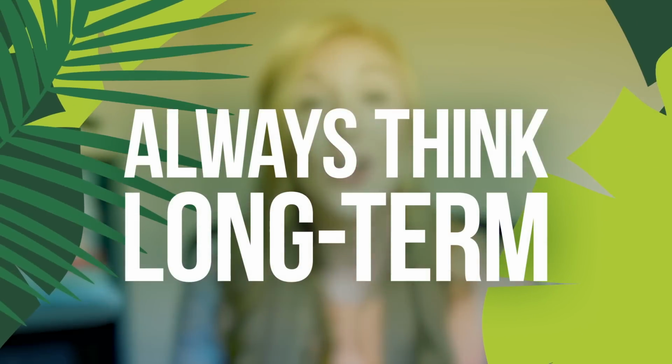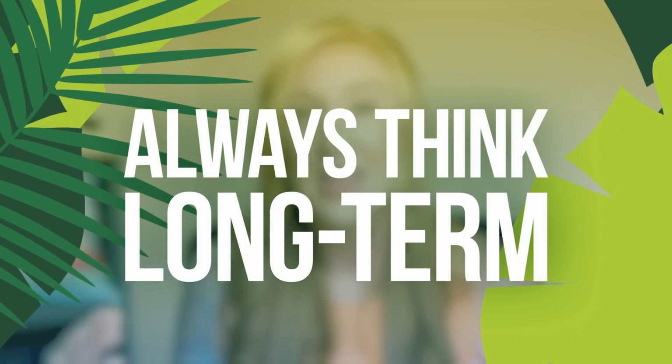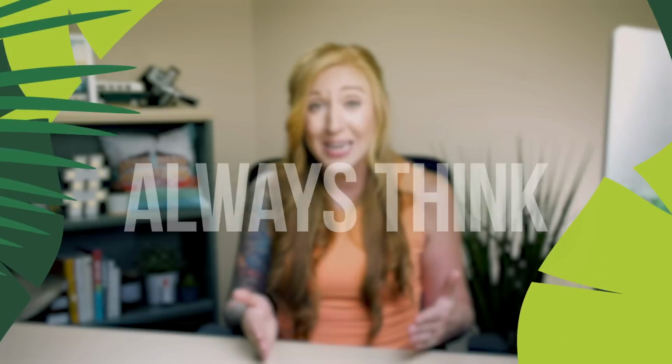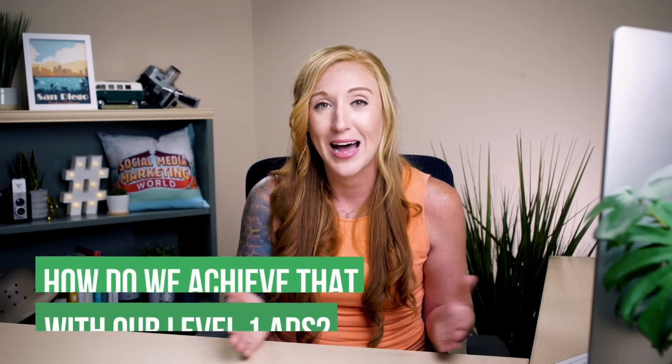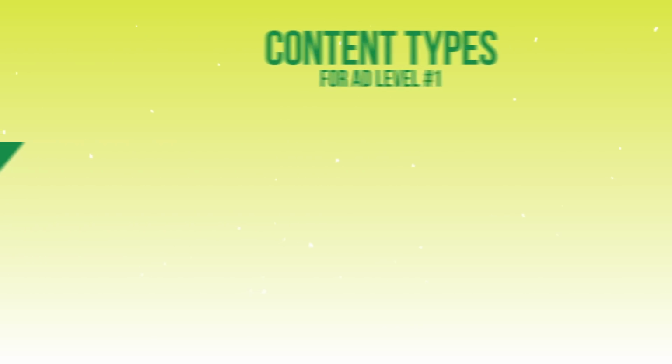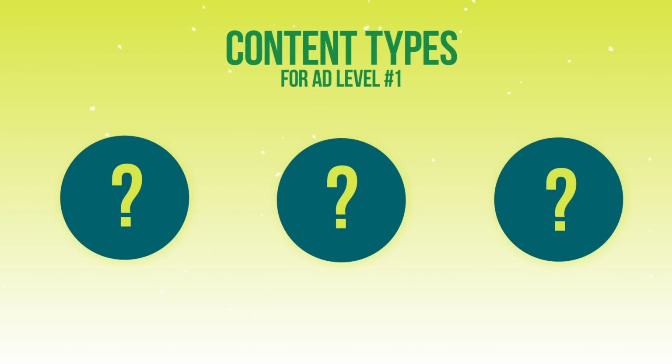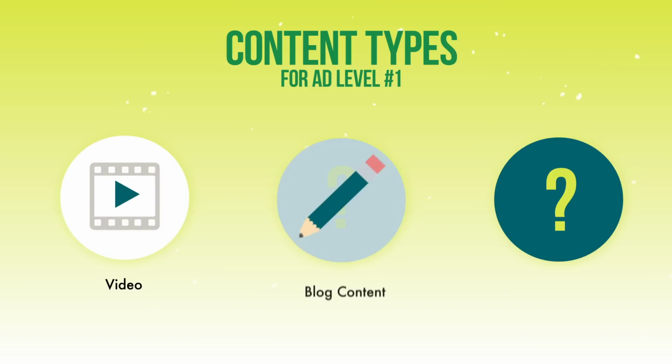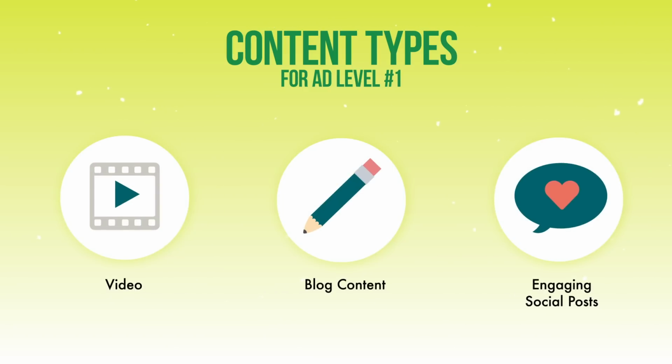And at that point, they already know about your business, they know about the unique selling proposition, and they feel that you're dedicated to your craft because you go out of your way to educate people and support your community. So the question is, how do we achieve all that with our level 1 ad campaigns? There are 3 different types of content that you can use at level 1. That's going to be video, blog content, or engaging social posts.